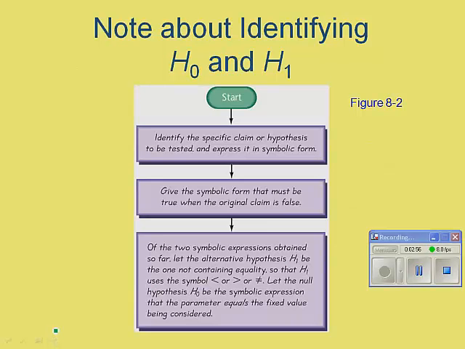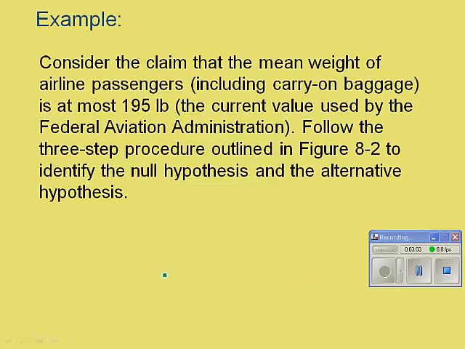This is a little checklist that's in your book. Let's skip that for now. I want to find an example. Here we go. Remember the problems we had with ergonomics when they were talking about the weight of things, and we did this in the other chapters. But this particular example is kind of nice. It's from your book. Consider the claim that the mean weight of airline passengers, including their baggage, is at most 195 pounds. Follow the three-step procedure outlined in Figure 8.2, in other words, in that figure I just had, to identify the null hypothesis and the alternative hypothesis.